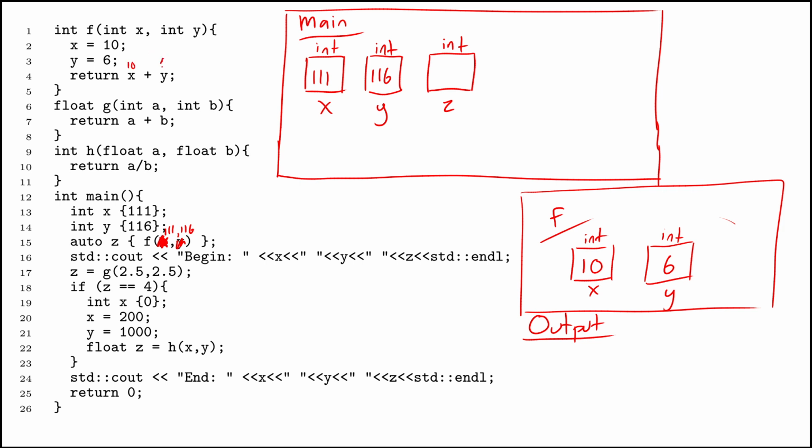So x is 10, y is 6. That means that what I'm returning is the value 16. And so I'm just going to write that in here to make a note of the return value, and then the function f is going to end. So f ends, so I destroy its scope. There we go. We'll just delete that whole thing.